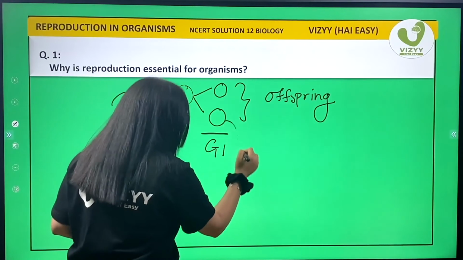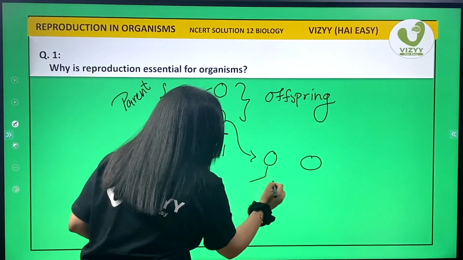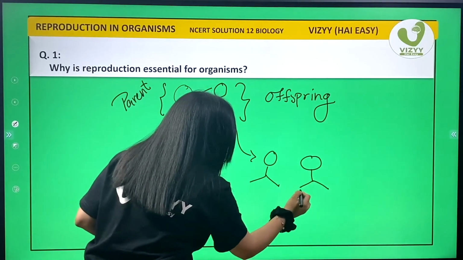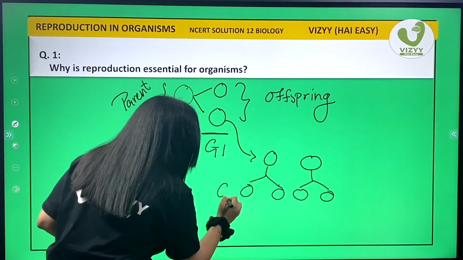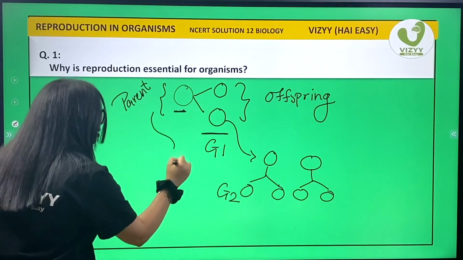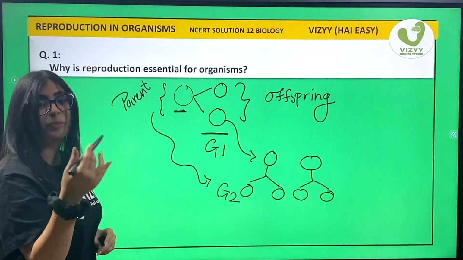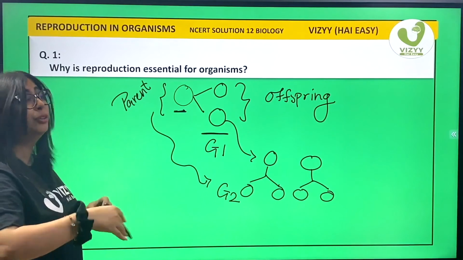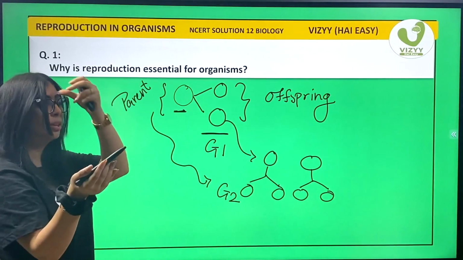Now when these reproduce again, it gives rise to similar organisms and these organisms become generation 2. So because of reproduction, the essence of an organism or the characteristics of a specific organism is carried down from one generation to another generation. Is that clear?